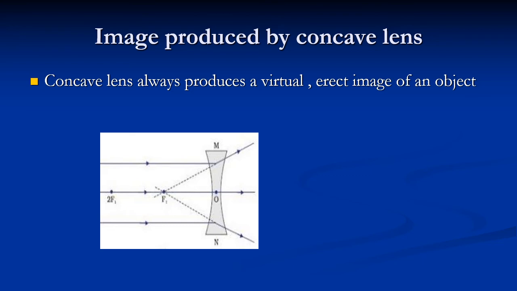Then, the image produced by a concave lens. The concave lens always produces a virtual erect image of an object. As you know, the light coming from far away, after refraction, will be seen as coming from the principal focus. It will focus in front of the concave lens. It will be seen as coming from this principal focus, the first focus.